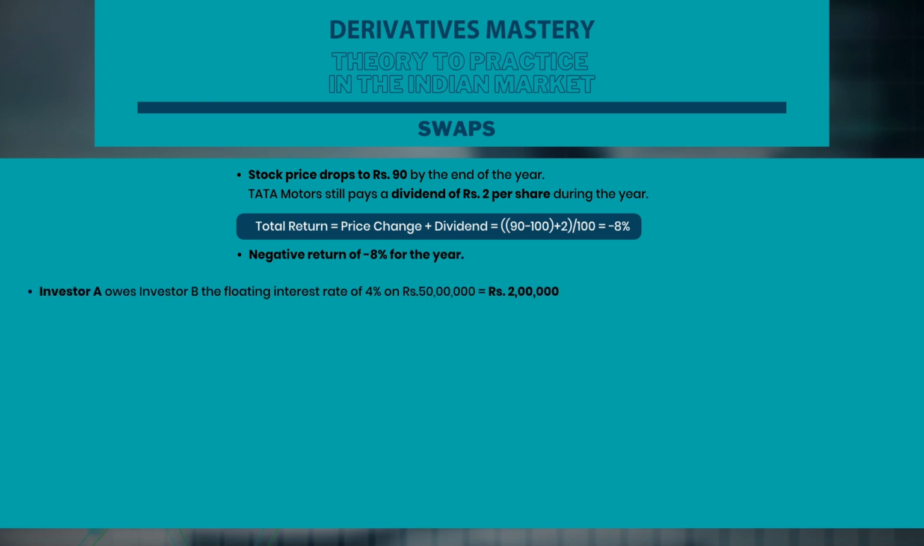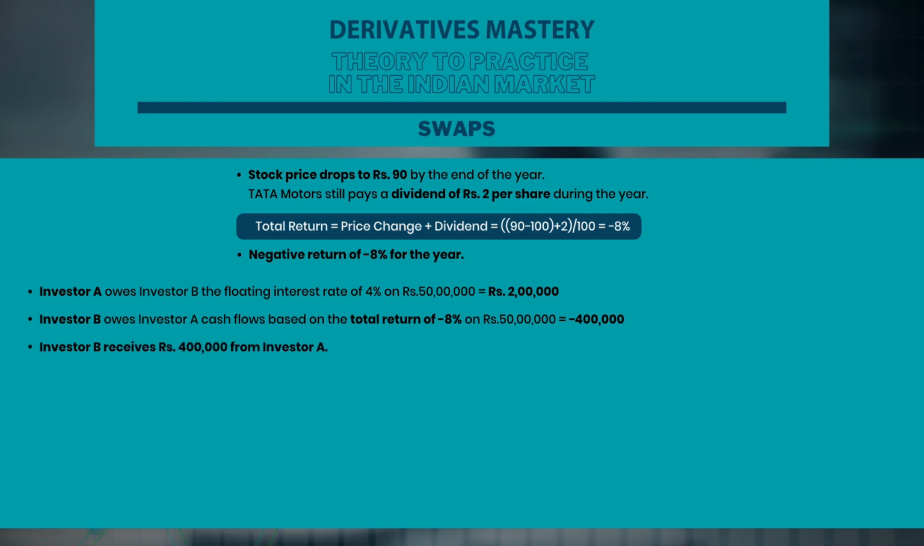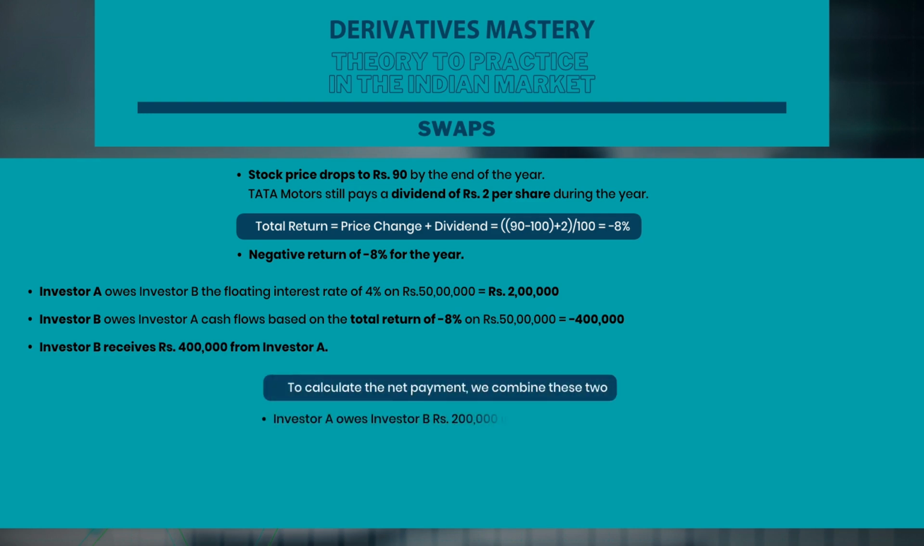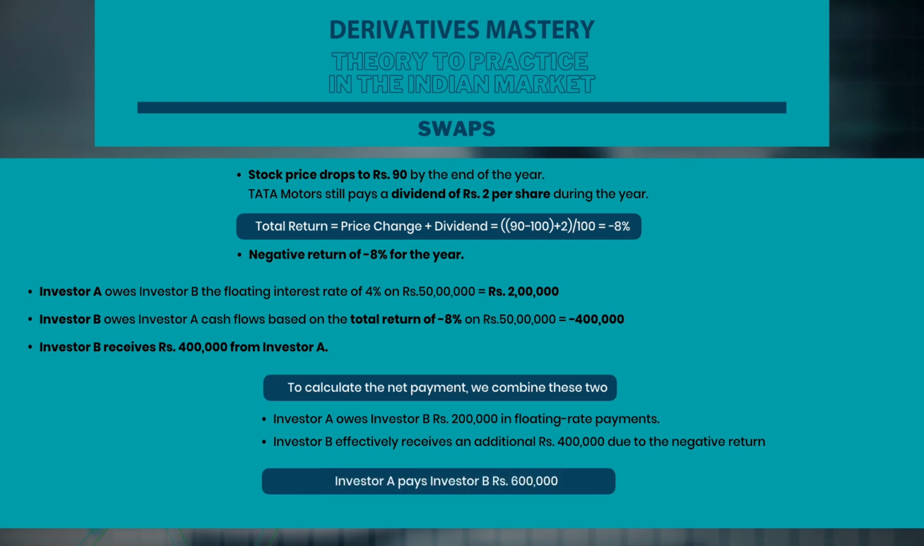Investor A owes investor B the floating interest rate of 4% on 50 lakhs, which gives us 2 lakh rupees. Investor B owes investor A cash flows based on the total returns of negative 8% on the 50 lakh, which is negative 4 lakhs. A negative result here means investor B receives rupees 4 lakh from investor A. So to calculate the net payment, we combine these two. That is, investor A owes investor B rupees 2 lakhs in floating rate payments. Investor B effectively receives an additional 4 lakh due to the negative returns. Thus, in total, investor A pays investor B rupees 6 lakhs.